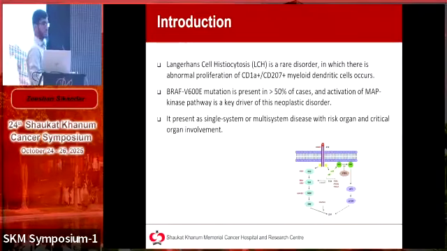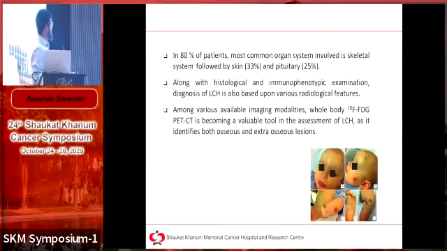It presents as single-system or multi-system disease with risk organ and critical organ involvement. In 80% of patients, the most common organ involved is the skeletal system, followed by skin and pituitary. Along with histological and immunophenotypic examination, diagnosis of LCH is also based upon various radiological features. Among various available imaging modalities, whole-body FDG PET-CT is becoming a valuable tool in the assessment of LCH, as it identifies both osseous and extraosseous lesions.